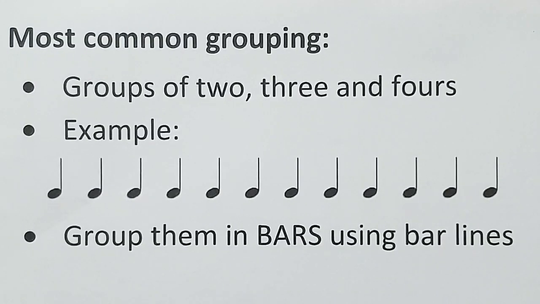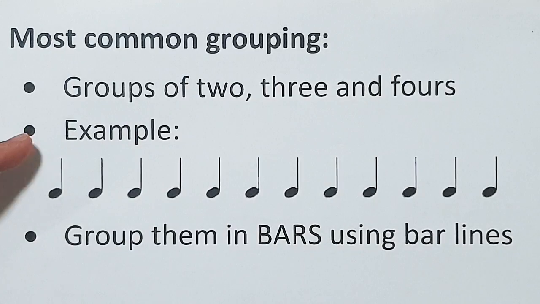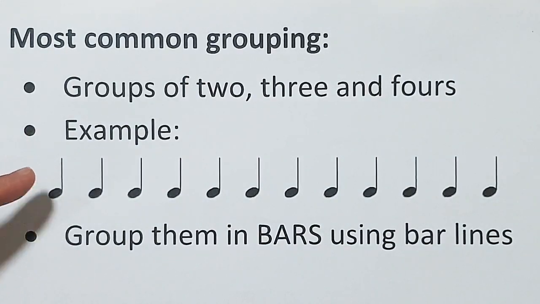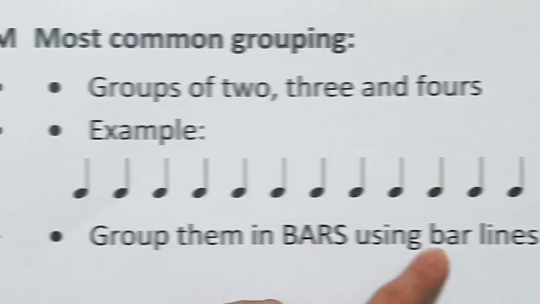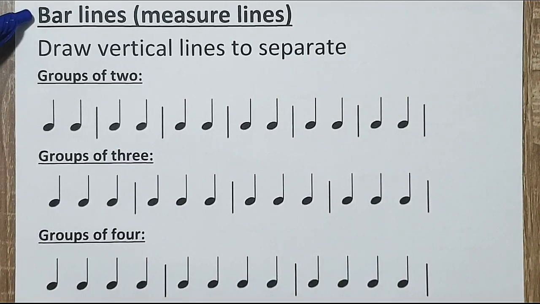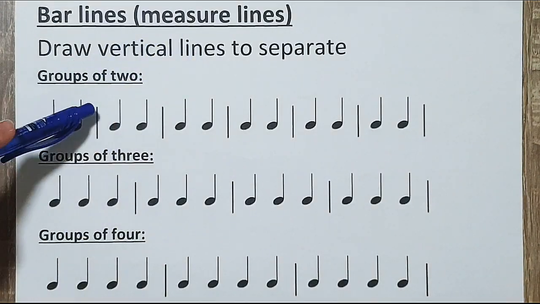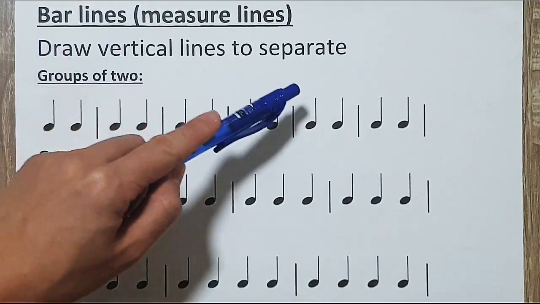Let's look at the most common groupings. Groups of 2, 3 and 4. For example, I have 12 crotchets here. Group them in bars using bar lines. What are bar lines? Bar lines, also known as measure lines, are represented by the vertical lines in between notes. We draw vertical lines to separate the notes.